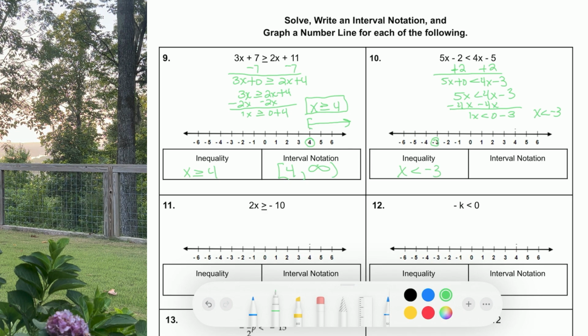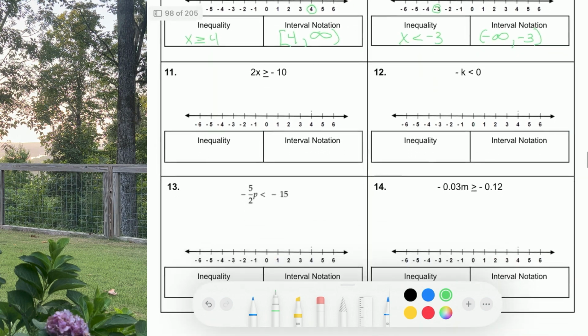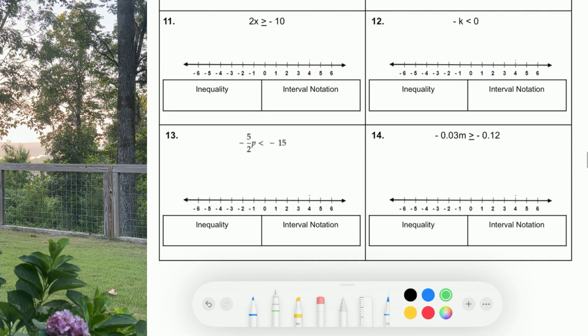My frame of reference is the negative 3. X is less than it, doesn't include it, but it's less than that. So I'm going to have a parentheses here. And since it's less than, we're going to go towards the left, towards negative infinity. Our interval notation will be parentheses, negative infinity, comma, negative 3, parentheses.